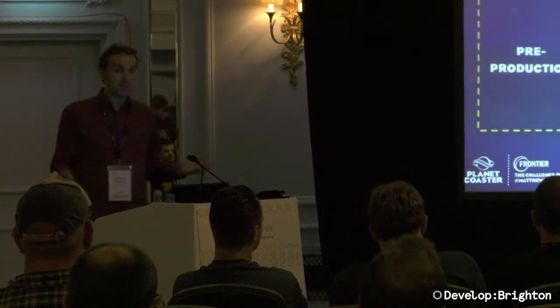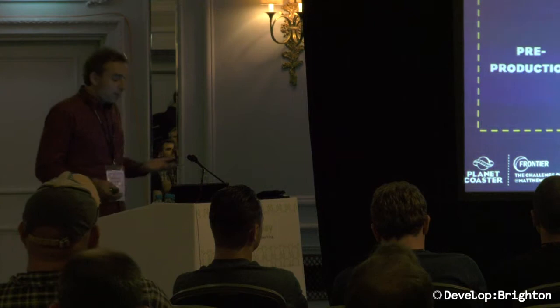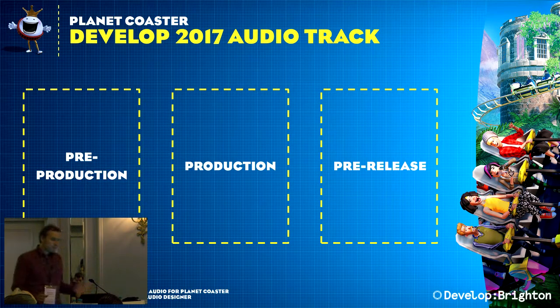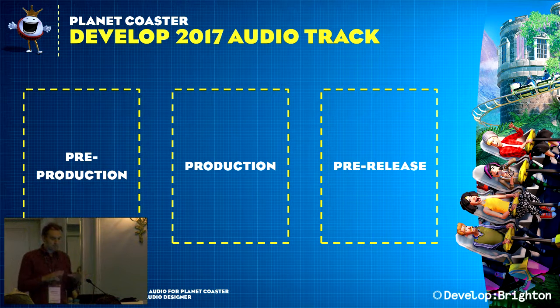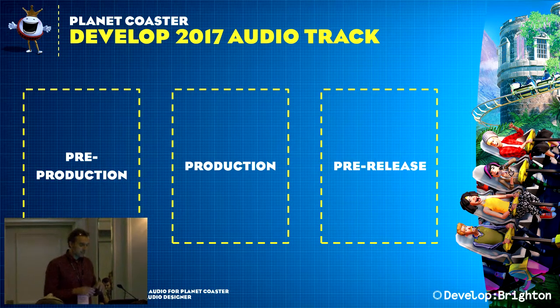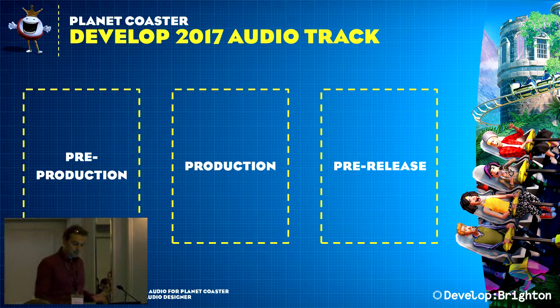For a fairly big game like Planet Coaster, we had 3 stages. We had a pre-production stage, and it lasted about 4 months, and we had 1 coder and 2 sound designers on this full-time, and a production stage and pre-release. This was about a month and a half before we actually released, and production was over a year. So it's a fairly big project.